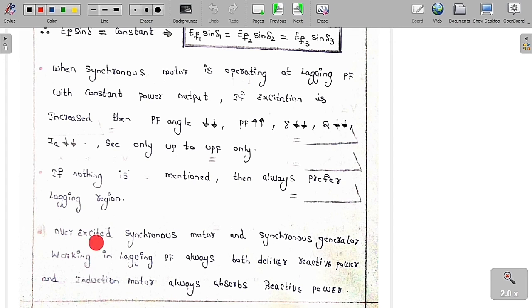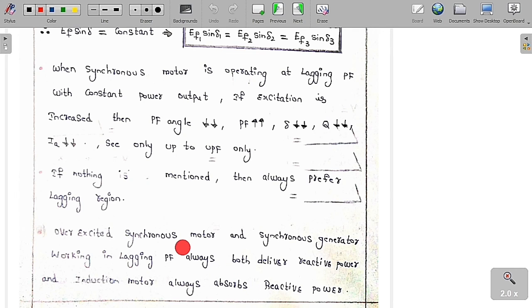The over-excited synchronous motor is always going to operate in the leading power factor, and the over-excited synchronous generator is always going to operate in the lagging power factor, and they both are going to deliver the reactive power to the bus bars. Whereas the induction motor always absorbs the reactive power. It will never deliver the reactive power. It can only deliver the active power, but not the reactive power. So the induction motor will always absorb the reactive power.